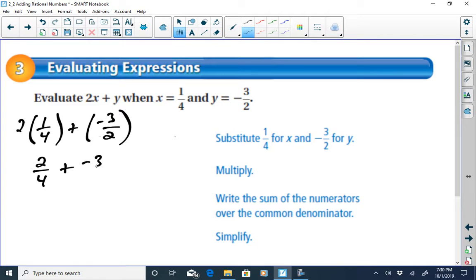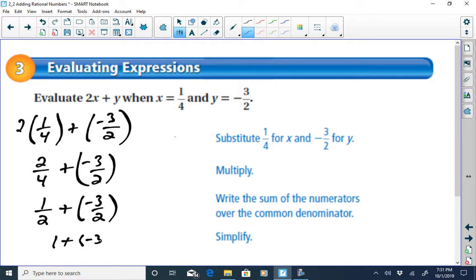plus -3/2. Now if I want to rewrite these with a common denominator, we know that 2/4 reduces to 1/2. So I could actually take 1/2 and add the -3/2. And when I add the -3/2, this now becomes 1 plus -3, with the common denominator of 2. 1 plus -3 is actually going to be -2/2, which simplifies to -1.